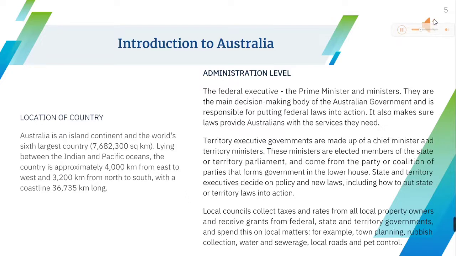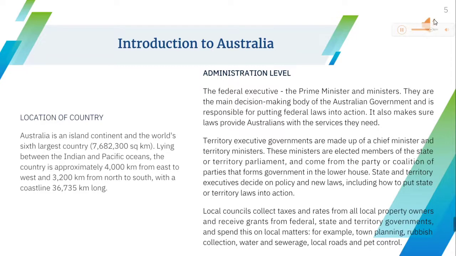For the administration level, there are three. The first one, the federal executive, which is the prime minister and ministers. They are the main decision-making body of the Australian government and are responsible for putting federal laws into action. The second one is the territory executive government, which is the chief minister and territory ministers. State and territory executives decide on policy and new laws, including how to put state or territory laws into action.